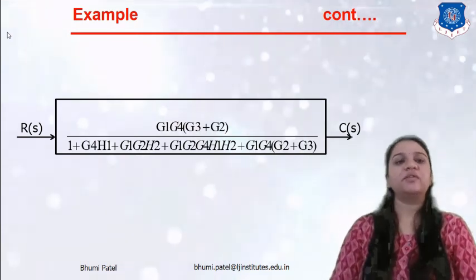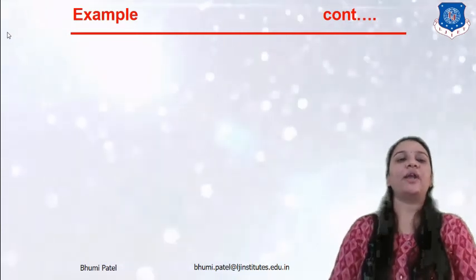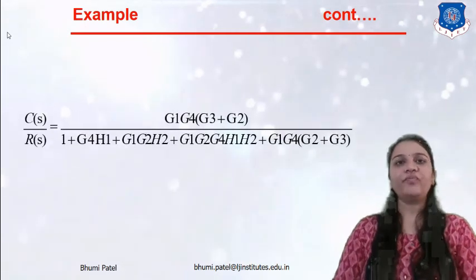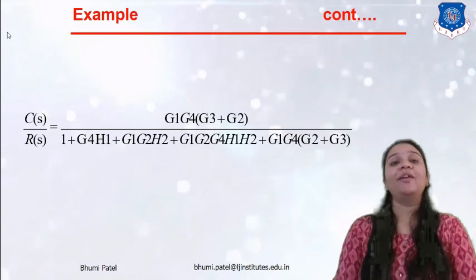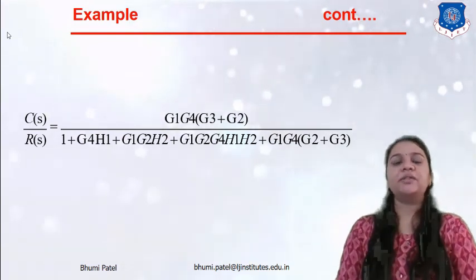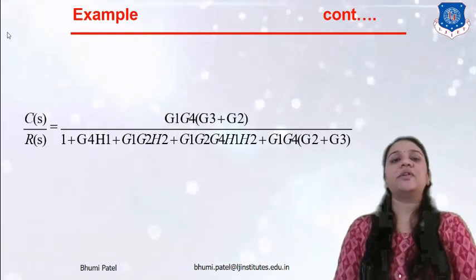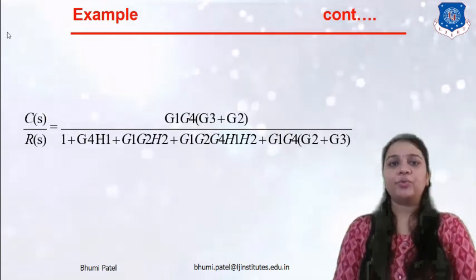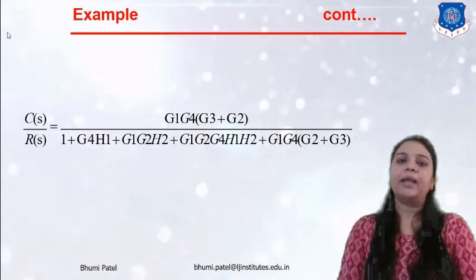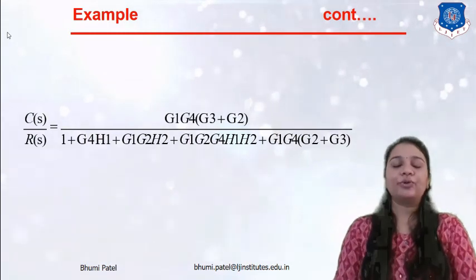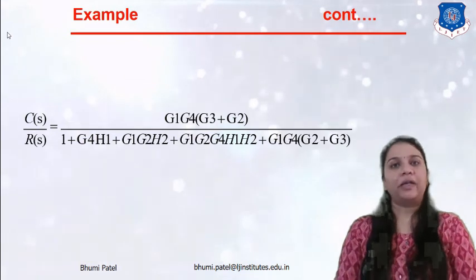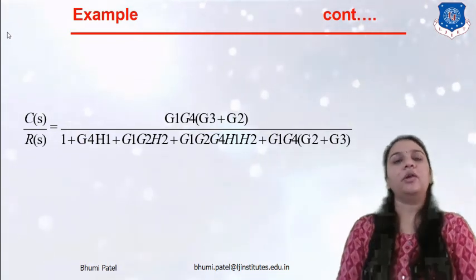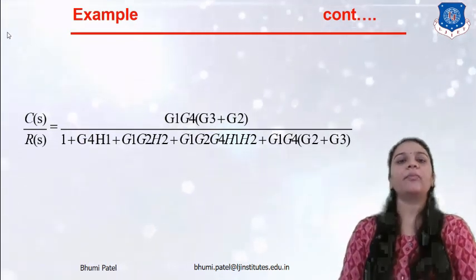So the final transfer function is C of S upon R of S is equal to G1 G4 in bracket G3 plus G2 upon 1 plus G4 H1 plus G1 G2 H2 plus G1 G2 G4 H1 H2 plus G1 G4 in bracket G2 plus G3. So using the block diagram reduction rules, we can find the transfer function of a particular system. Thank you everyone.